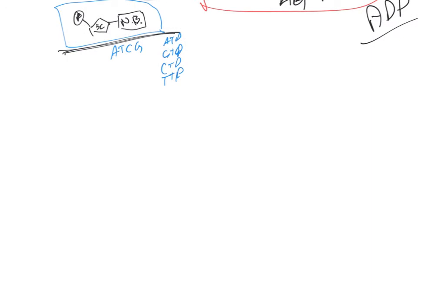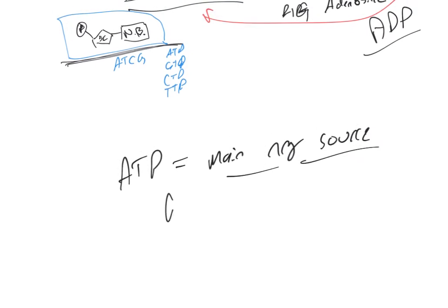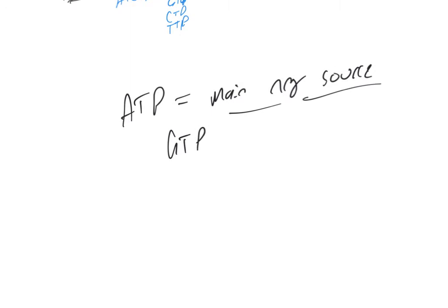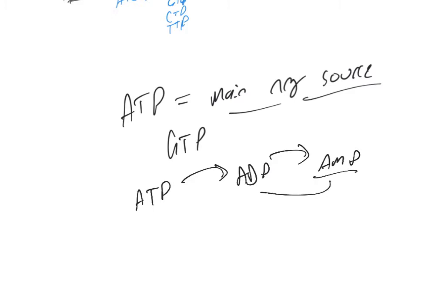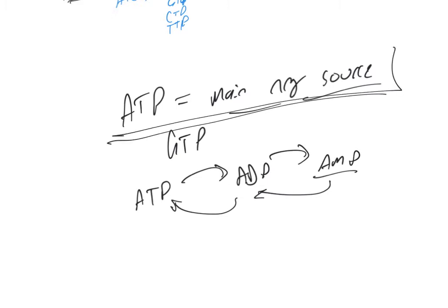You need to know that ATP is the main energy source. Your body also uses GTP, but not very much. Sometimes it will take ATP, oxidize it into ADP, then oxidize it again into AMP, adenosine monophosphate, which is basically a nucleotide. Then it goes back to ADP and back to ATP. But ATP is the main energy source. That's all we need to know, okay?